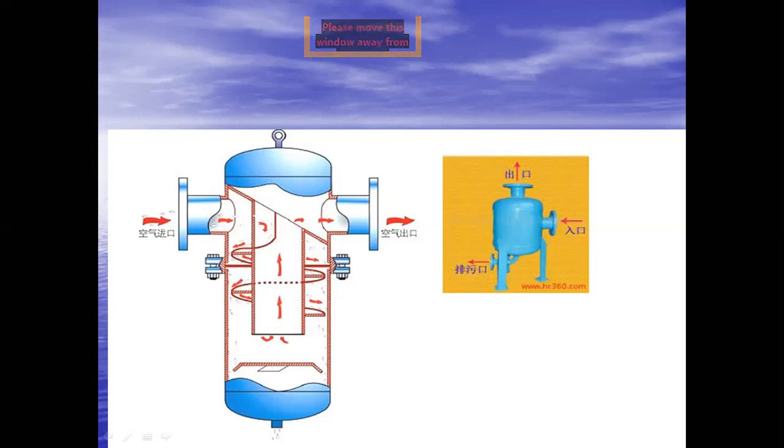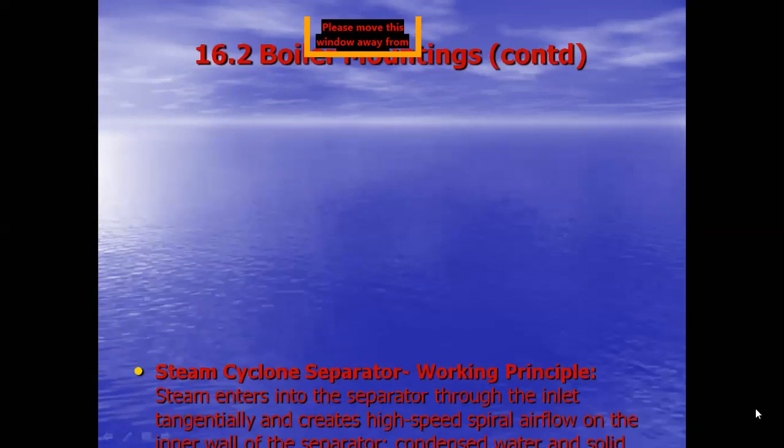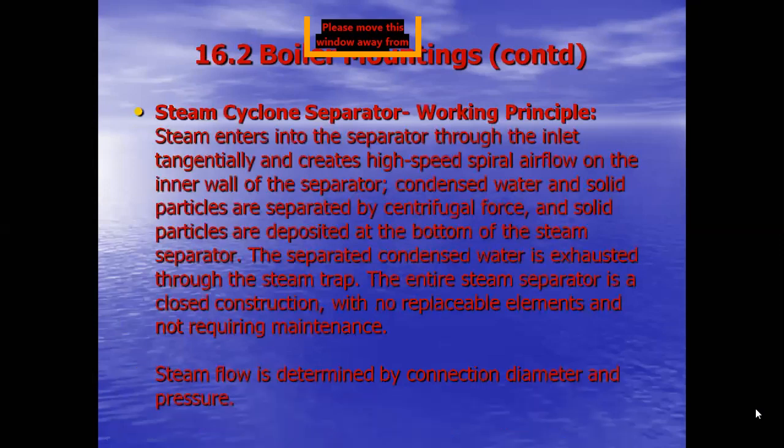And once it changes direction very rapidly, all the water content which is there in the steam and whatever solid particles are there in the steam, they drop down. They cannot change direction so suddenly. So they stick to the sides of the separator and they drop down. And the pure steam is then allowed to continue. And this is what a steam cyclone separator does.